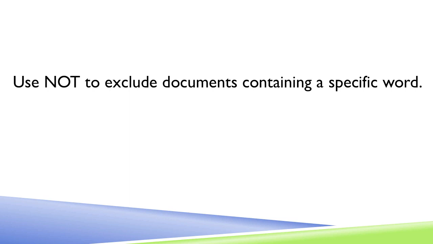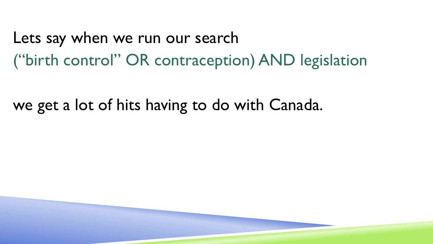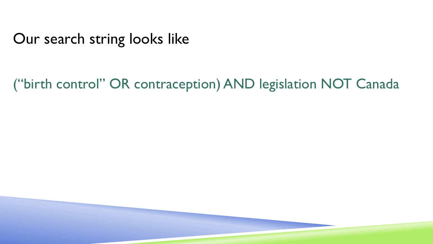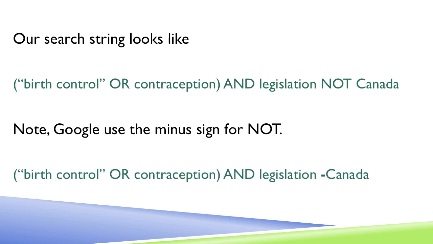Now let's talk about the Boolean operator not. Use not to exclude documents containing a specific word. Let's say when we run our search, birth control or contraception and legislation, we get a lot of hits having to do with Canada. But we're not interested in Canada, so we use the not Boolean operator. Our search string looks like birth control or contraception and legislation, not Canada. Note, Google uses the minus sign for not.